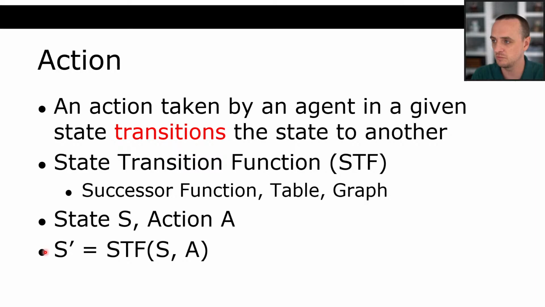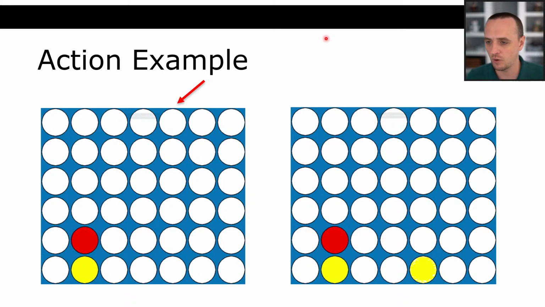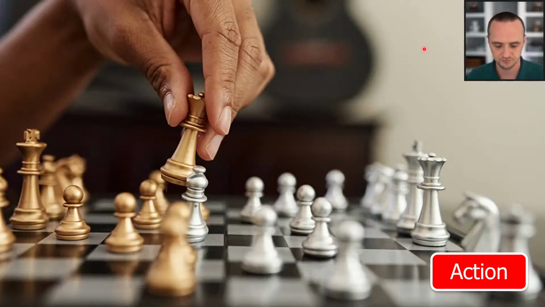Here's an example for the game of Connect 4. So here's the current state of the game at whatever state. Then we're going to take an action as the yellow player to drop a piece down here. And so the resulting state, S prime, is the state where we have dropped the yellow piece down into that column. Similarly, in chess, we can take a move by moving a piece. There you go. That's an action.